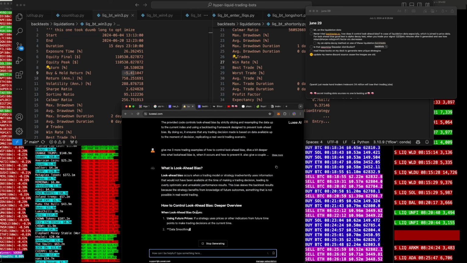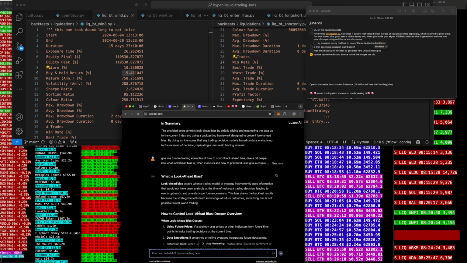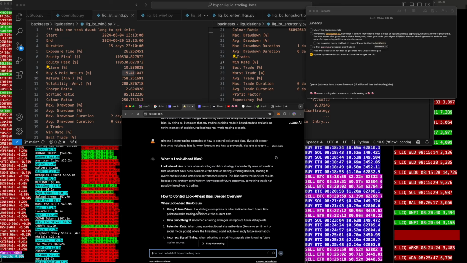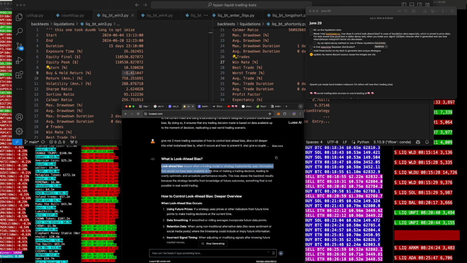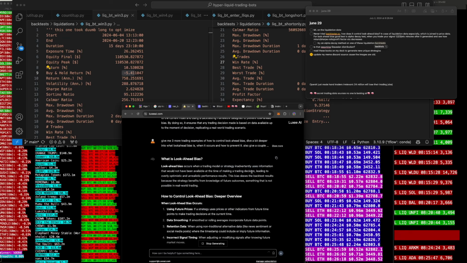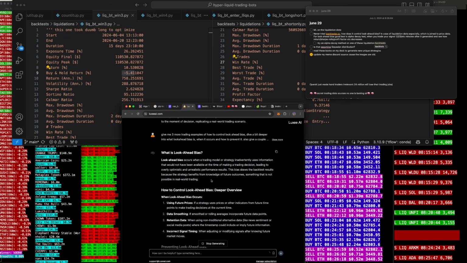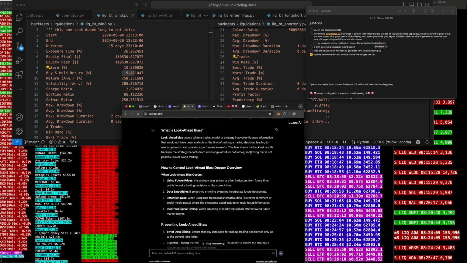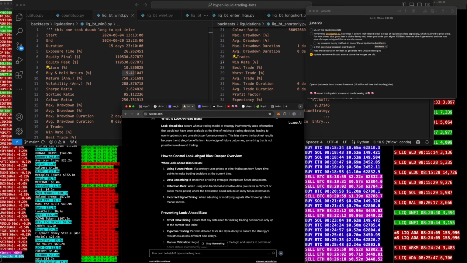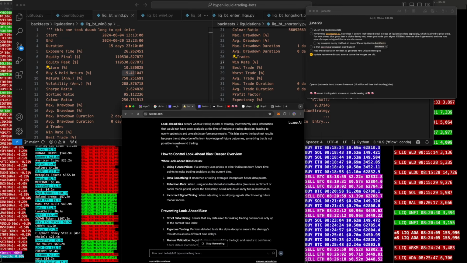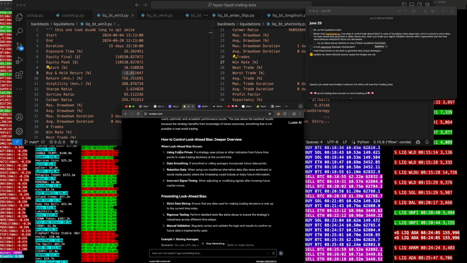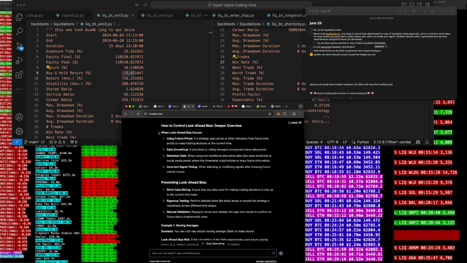So what is look-ahead bias? Look-ahead bias occurs when a trading model or strategy inadvertently uses information that would not have been available at the time of making a decision, leading to overly optimistic and unrealistic performance results. The bias skews the backtest results because the strategy benefits from knowledge of future outcomes, something that is not possible in real-world trading. How to control look-ahead bias, deeper overview.